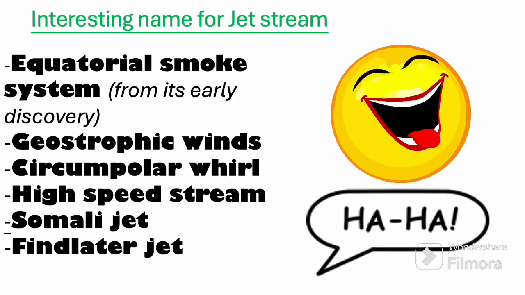Interesting names for jet stream. Some people call them equatorial smoke system, which is from its earliest discovery. Some people call them geostrophic winds, circumpolar whirl, high-speed stream, Somali jet, and find later jet.